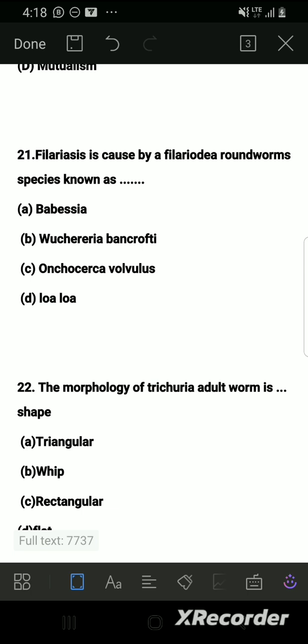What about Wuchereria bancrofti? If you remember, I told you that Wuchereria bancrofti, in alignment with Brugia malayi and Brugia timori, has the mnemonic WB squared. They are the parasites in charge of elephantiasis, as we all know, of which the real disease state is called lymphatic filariasis. So the answer is Wuchereria bancrofti.